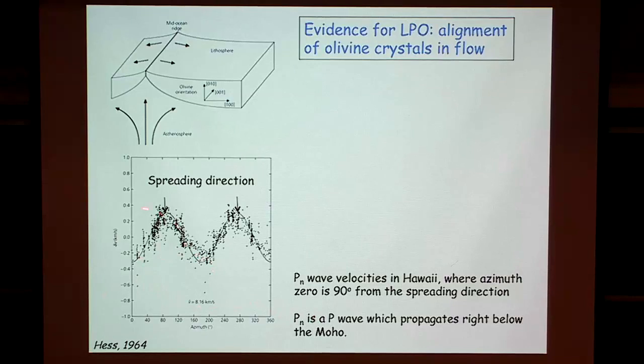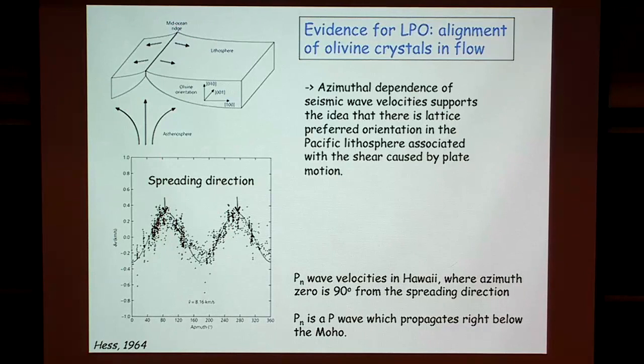And basically seeing this regular pattern, this sinusoidal pattern in 2 psi, where psi is the azimuth, with the maximum in the spreading direction. And this fits well with an interpretation in terms of alignment of olivine crystals in the flow.